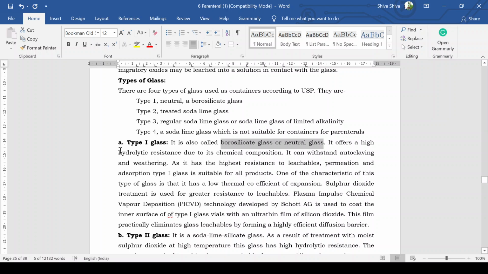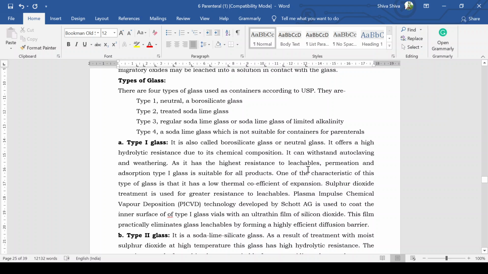Now, what is meant by high hydrolytic resistance? As you know, lytic means lysis, to break down. So, hydrolytic resistance is provided by type 1 glass due to its chemical composition. It can withstand autoclaving and weathering. So, this type 1 glass can be sterilized by using an autoclave. As it has the highest resistance to leachables, permeation and adsorption, type 1 glass is suitable for all parenteral products.